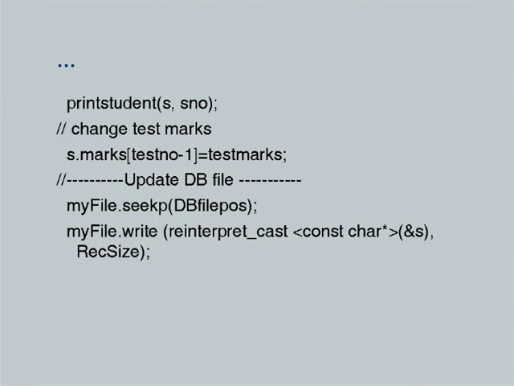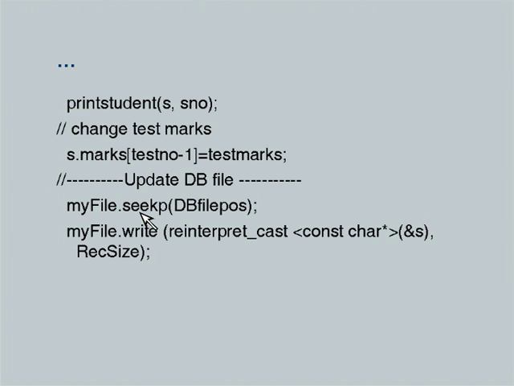So once you have read these, all that you need to do is change test marks. First, I print the record. Then I change the test marks: S dot marks, test number minus 1, is test marks. Remember, third test will mean 0, 1, 2 will be the index.